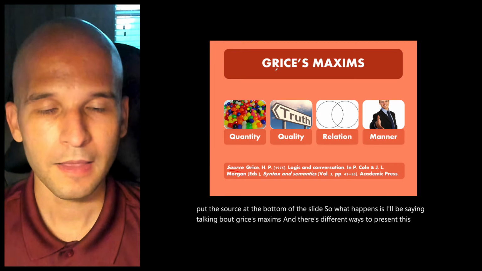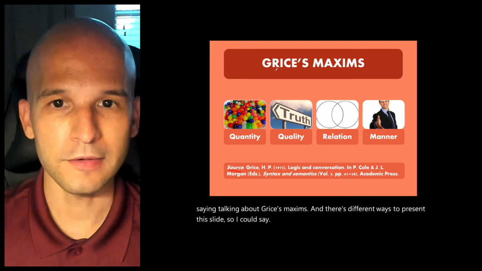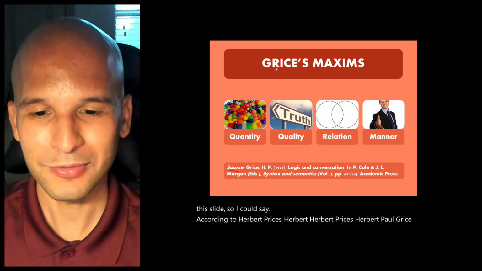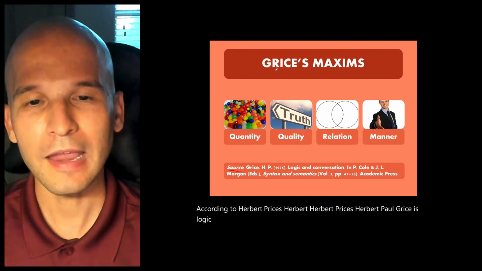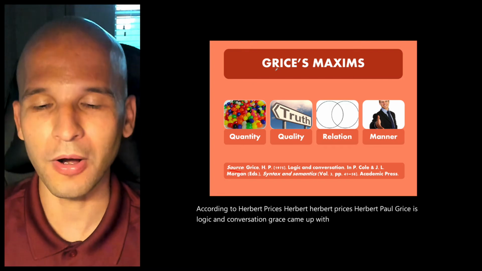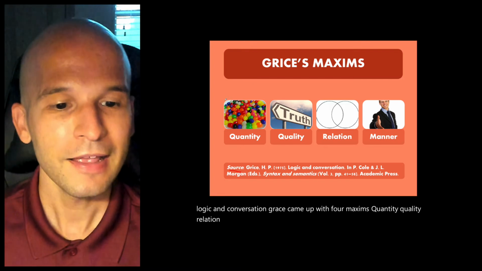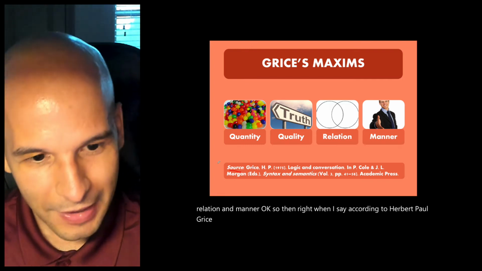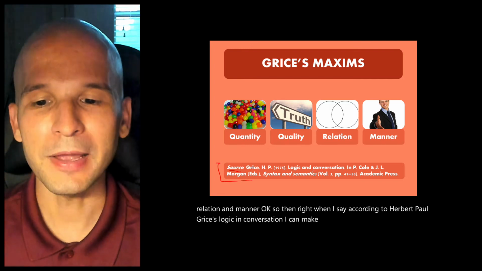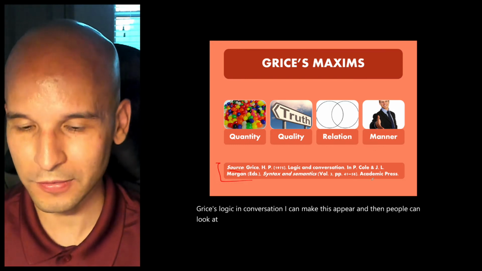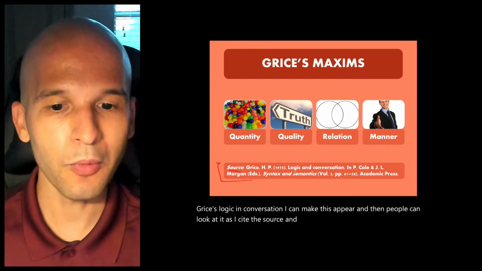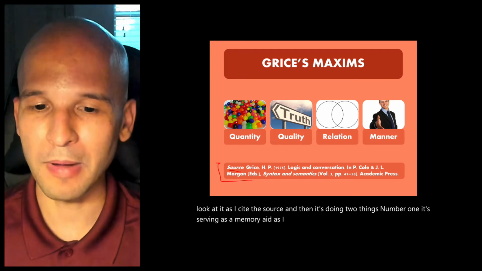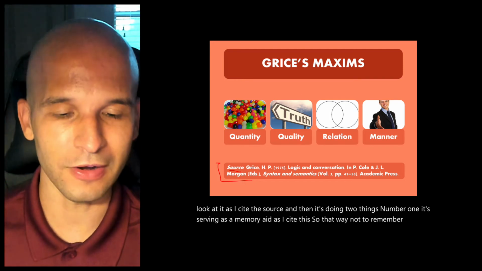So I could say, according to Herbert Paul Grice's Logic and Conversation, Grice came up with 4 maxims: quantity, quality, relation, and manner. Right when I say that, I can make this appear, and then people can look at it as I cite the source, and it's doing 2 things. Number 1, it's serving as a memory aid as I cite this, so I don't have to remember every person's book and citation and so forth.